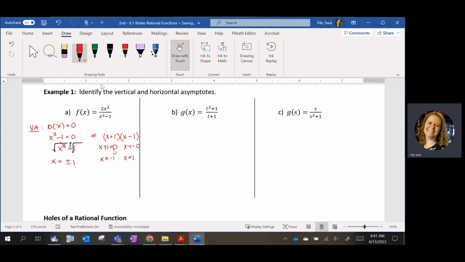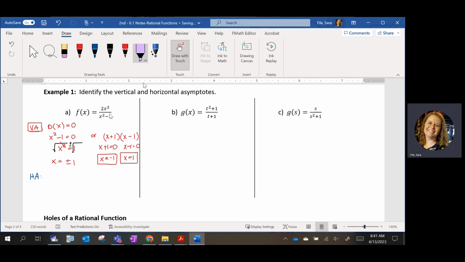All right, so those are my, we said we write them as equations. So x equals negative 1 and x equals 1. Those are my vertical asymptotes. Now my horizontal asymptotes are going to come from comparing n and m.